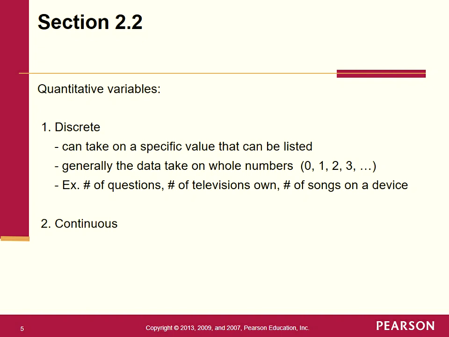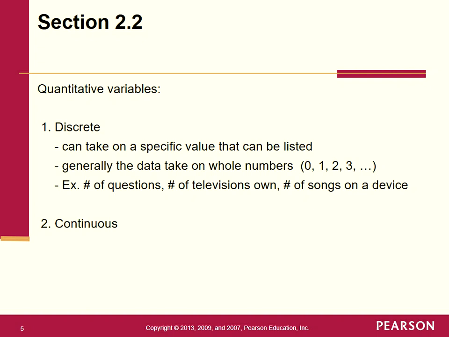Discrete, generally we say "number of." We're asking for a very specific number of something. Once we do that, it's usually going to be a discrete variable at that point. Notice these are all variables that can take on a number, so it's quantitative: number of televisions owned, number of songs on a device.